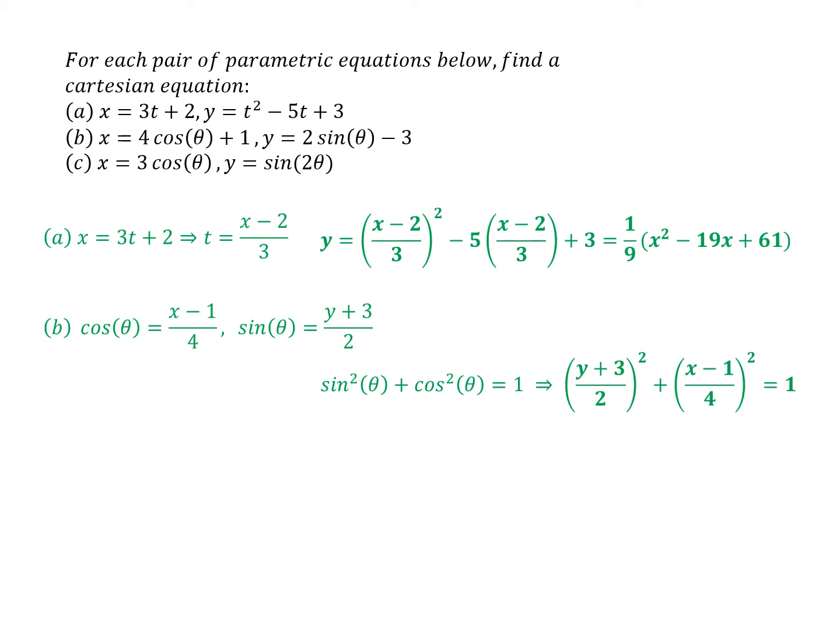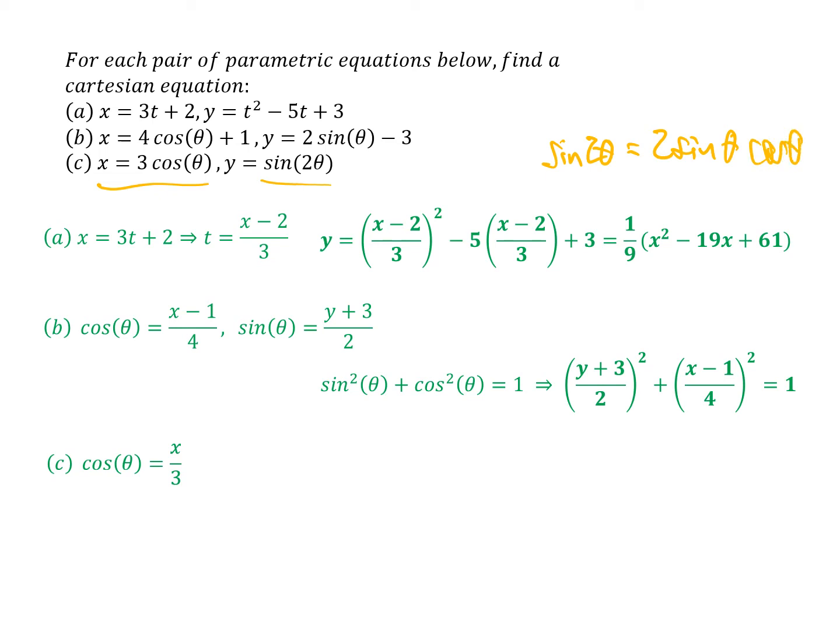Okay, so the final pair of trigonometric equations, I've got cos and sine here, so I might be tempted to do the same as part B, but the difficulty is I've got sine of 2 theta here. So using the first equation, I can rearrange that simply to get an expression for cos theta, but then I'm going to use the double angle formula for sine 2 theta. Sine 2 theta is 2 sine theta cos theta.